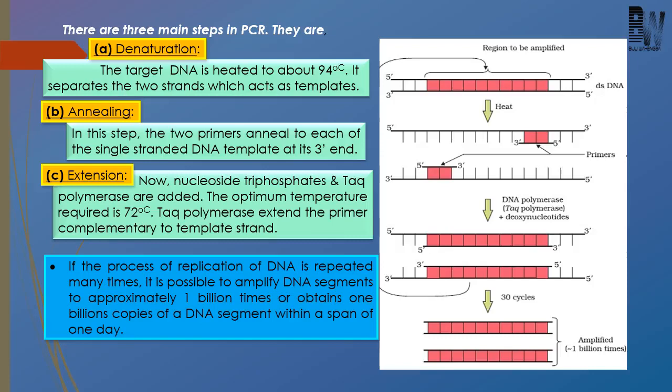The targeted DNA will be heated at high temperature, at about 94 degrees Celsius for about 2 minutes. And this will result in breaking the hydrogen bonds present between the two strands of the targeted DNA. And thus the two strands of DNA will separate and the DNA will become single-stranded.